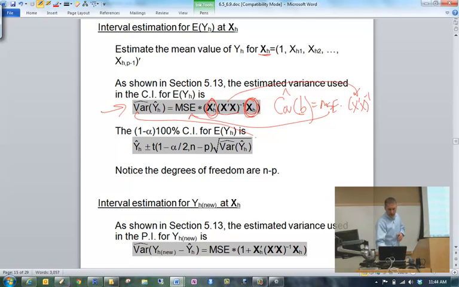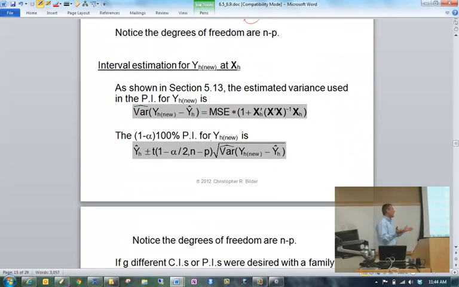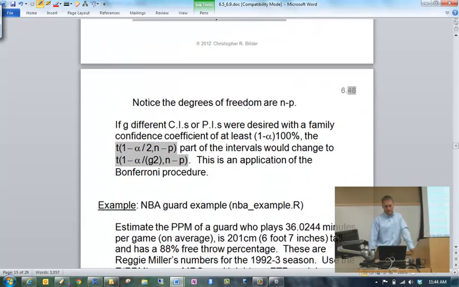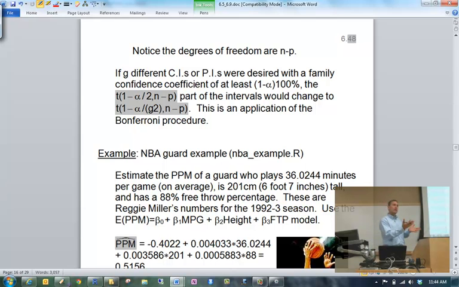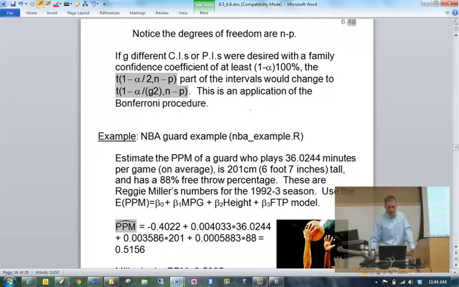So I use this estimated variance then in our formula for our confidence interval, same as in Chapter 2 and Chapter 5, except now instead of having n minus 2 there, I have n minus p to reflect that I have potentially more than one predictor variable. You could also do prediction intervals as well. The same thing holds, except of course now I have a 1 there instead. You could do Bonferroni corrections, or Bonferroni adjustments, too.